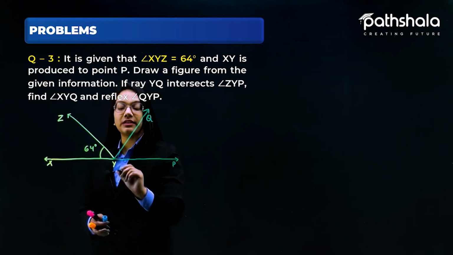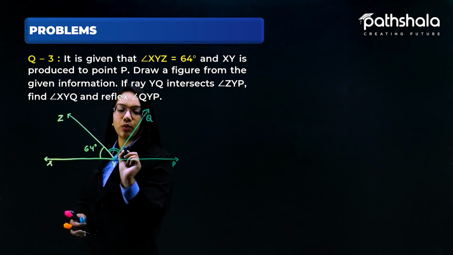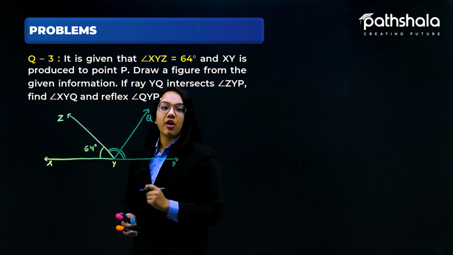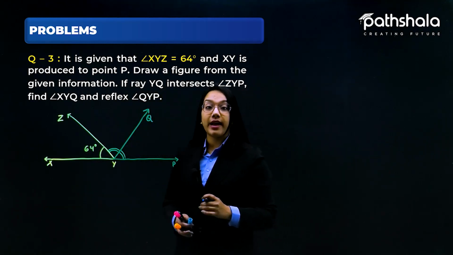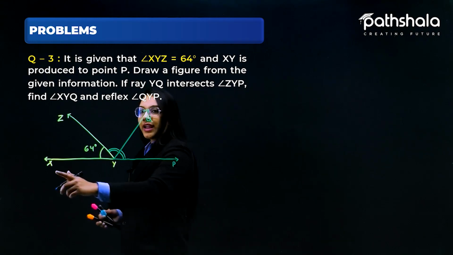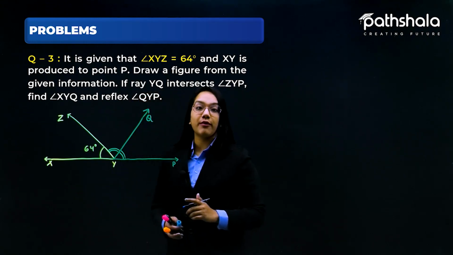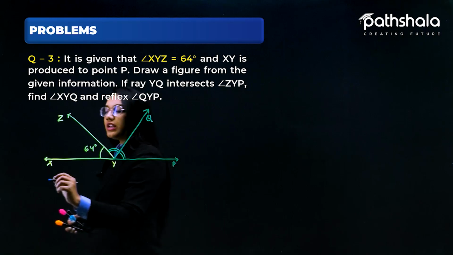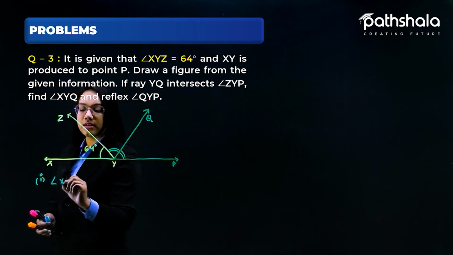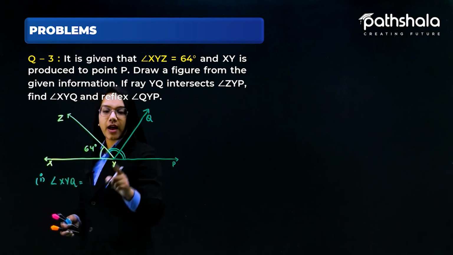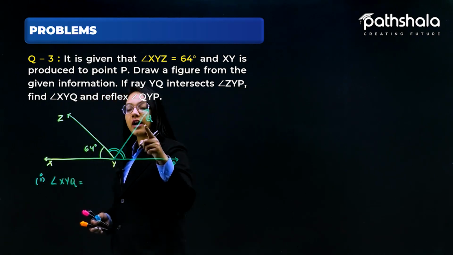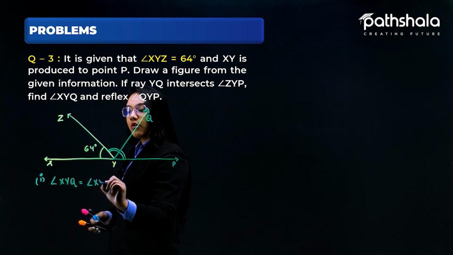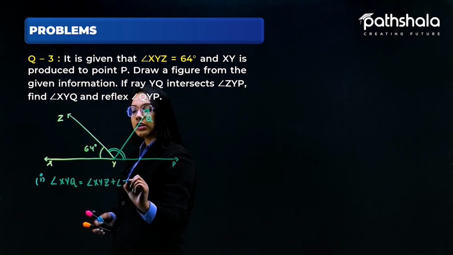So it means that if it is bisecting, this angle would be equal to this angle. Both of these angles should be equal to each other. Now further it says to find angle XYQ, and further we have to find the reflex of the angle QYP. First we have to find the angle XYQ. How can we find it? As you can see, the angle XYQ is the sum of these two angles. So XYQ is equal to XYZ plus ZYQ.